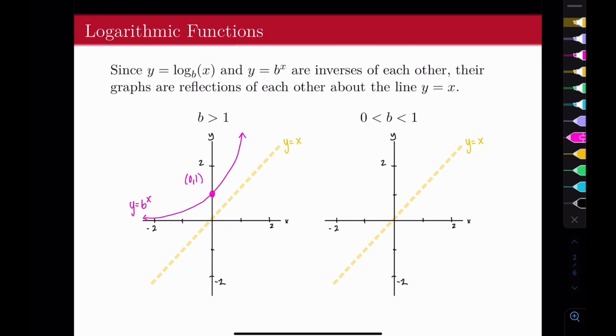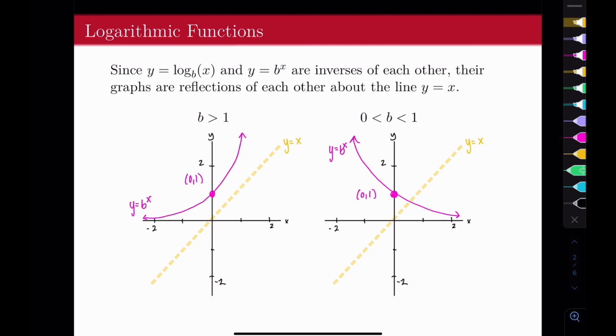In the case our base is between 0 and 1, you still go through the point (0, 1), but your graph has the opposite shape. So here is y equals b to the x in this situation. For both of these, we hug the x-axis.